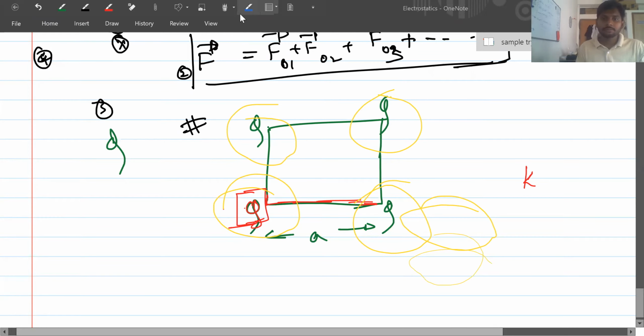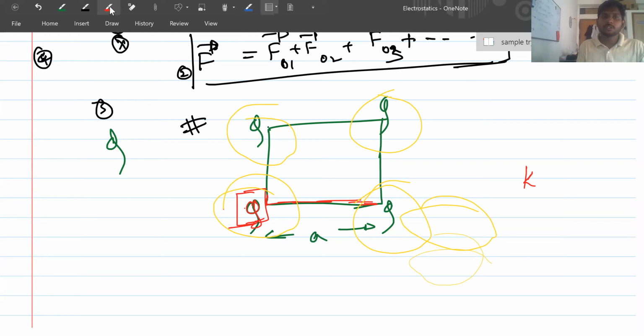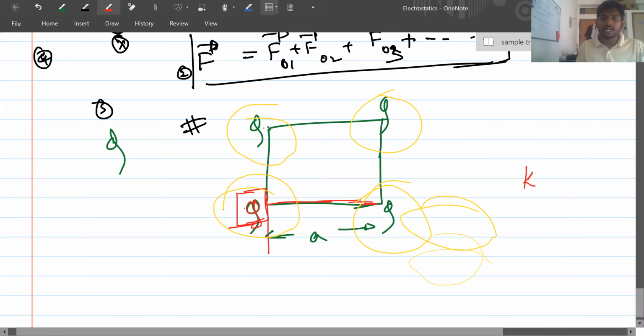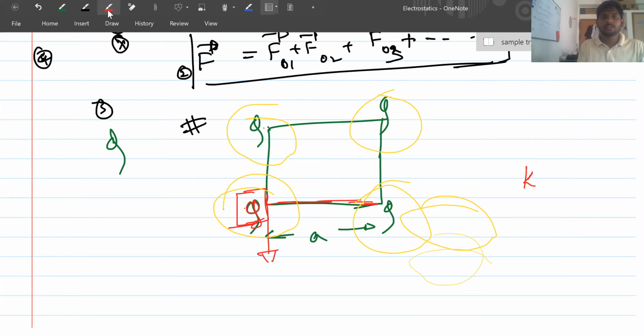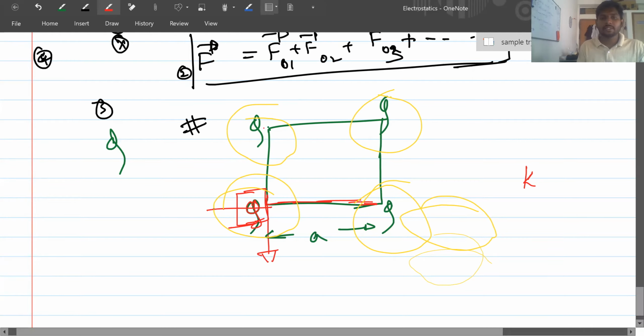The point is, I asked you the net force on this charge. So on this charge, what are the forces? Three other charges are there. Who can apply force on this charge? Due to electrostatic force, this charge will repel this charge because they are identical charges. Again this charge will repel this charge, and this charge also will repel.